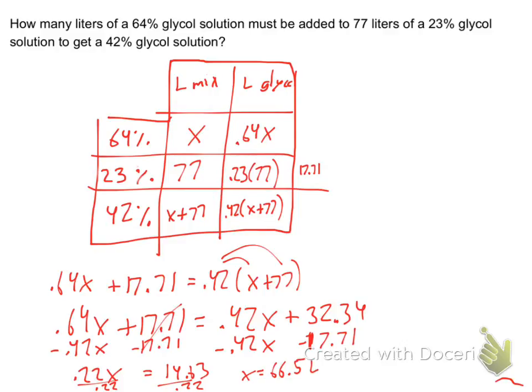66.5 liters of 64% glycol solution. Because it's a percent, it's a 64% glycol. Do we even care how much is at the end? No. But could we figure that out too? Yeah. I just add the 66.5 plus the 77, right?